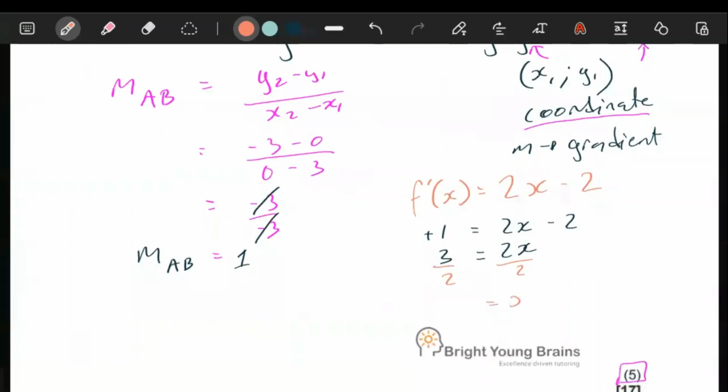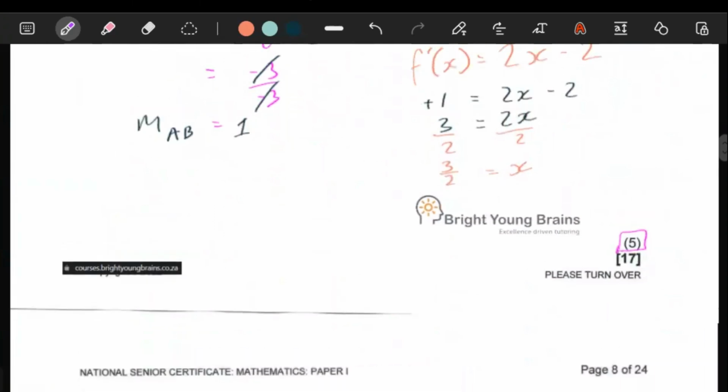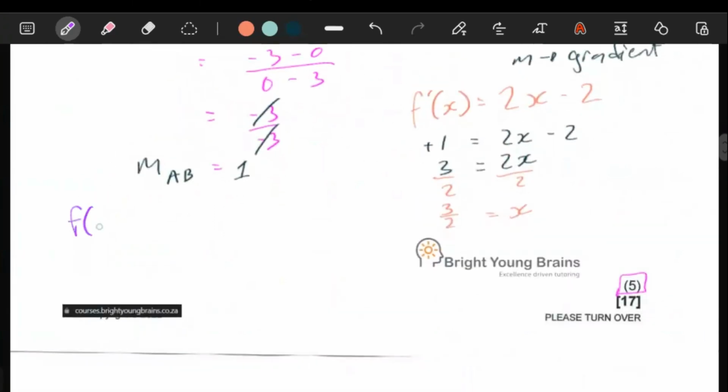This is 3/2. Now, with that being done, you need to keep in mind that what you now know is that the x value there is 3/2. Since you now know the x value is 3/2, you can use your coordinate equation to find out what the y value is.